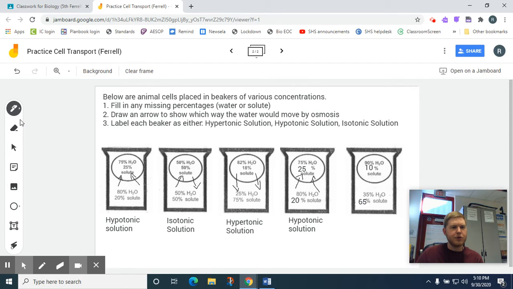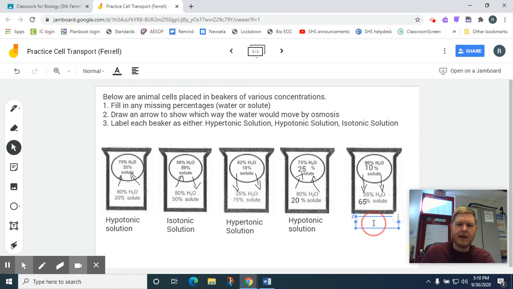Now, time to draw our arrows. And we have 35% water, 90% water. Oh, okay, so 90 is a lot bigger than 35. So water's going to go out of the cell. And if water goes out of the cell, that means it gets smaller. So the one of these that is the smaller one, it's kind of like our hyper kid. So it's going to be, let's try this one more time. Hyper.